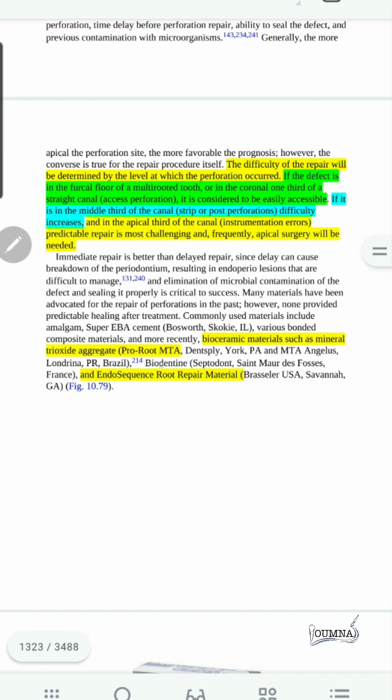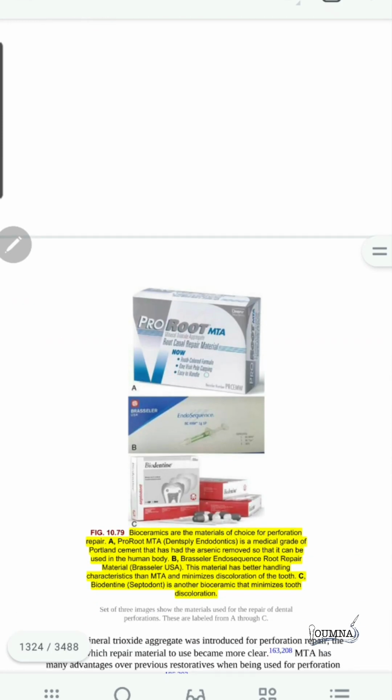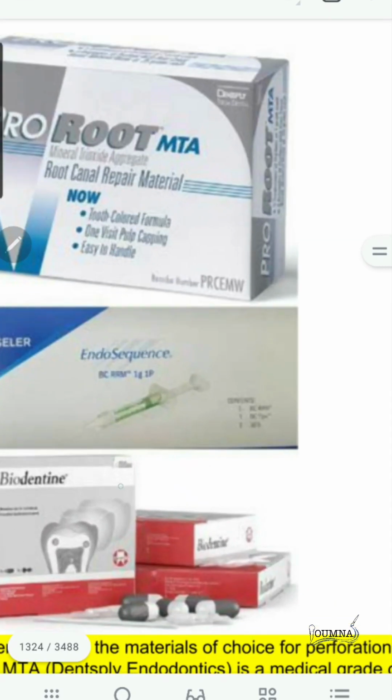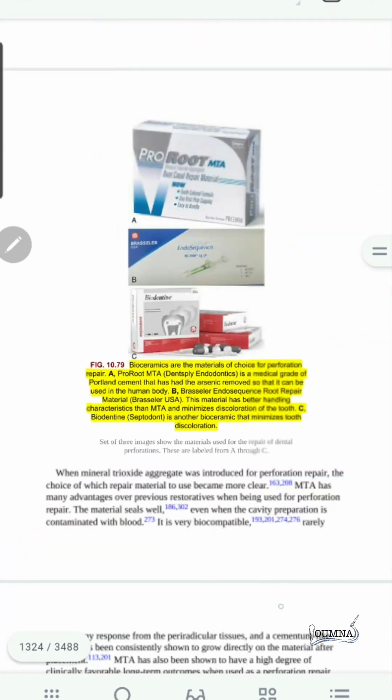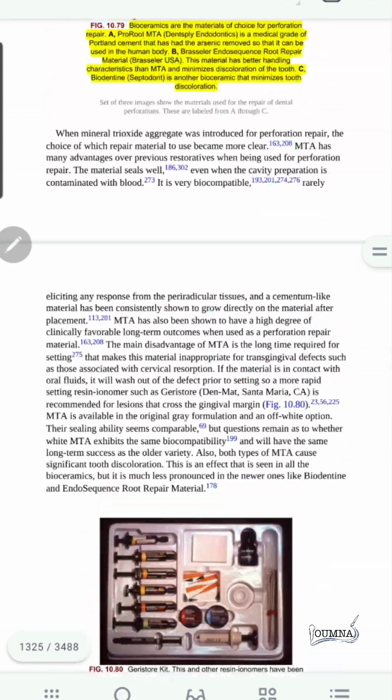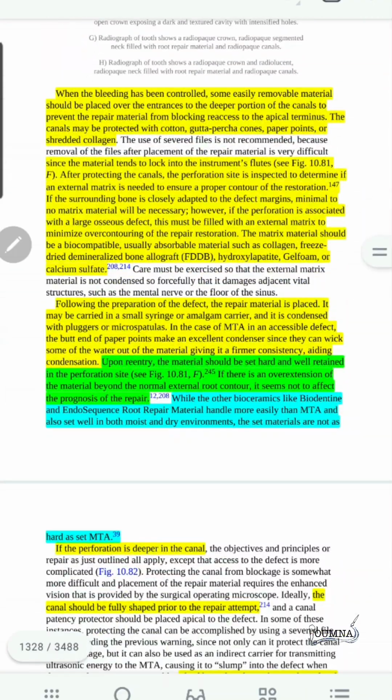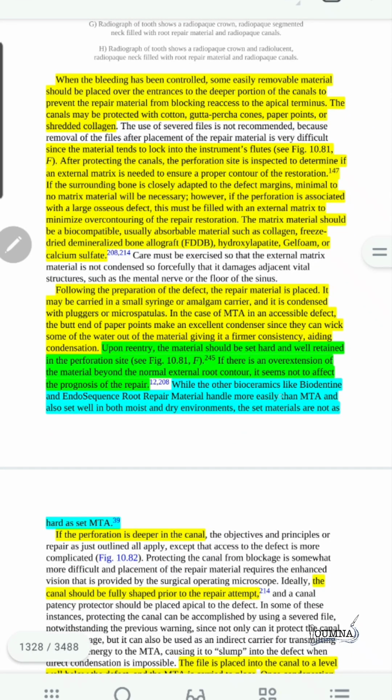We usually use MTA as a material to close the perforation, or we have EndoSequence or Biodentine as materials of choice. As for a comparison between them, I believe it was here. While other bioceramics like Biodentine and EndoSequence handle more easily than MTA and also set well in both moist and dry environments, the set materials are not as hard as MTA. So until now, MTA is more preferred. How do we apply it? By an amalgam carrier or a small syringe, and it is usually condensed with pluggers or micro spatulas.